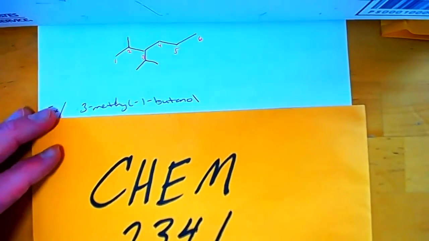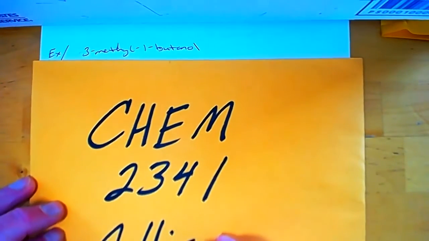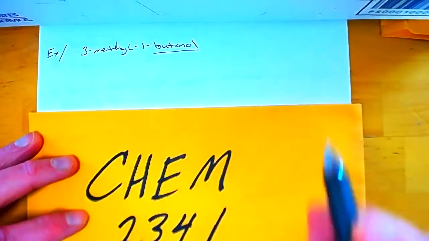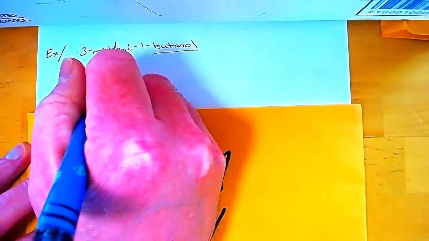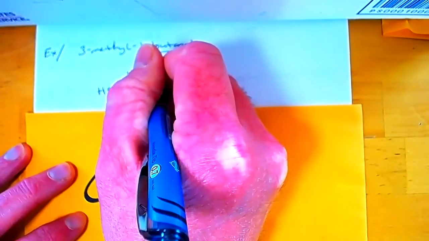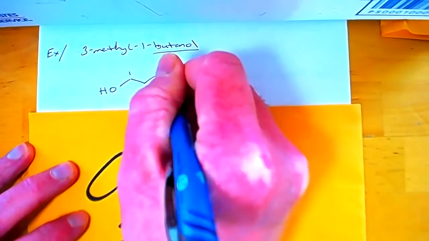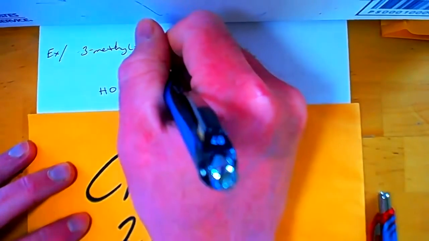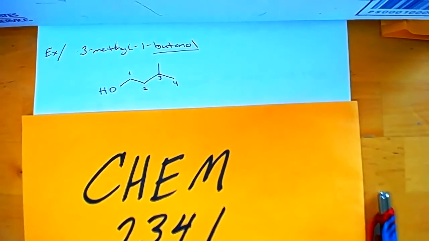Okay, now let's try something else. Let's do something that's not a hydrocarbon. So let's say you have 3-methyl-1-butanol. This is a butanol, so this is going to be a 4-carbon alcohol, all right? And you're going to have an alcohol at the number 1 position. So I'm going to start with that alcohol, the number 1 position, and then I'm going to draw the 4-carbon chain out like this. And then 3-methyl means that I'm going to have a methyl group coming off of position number 3.